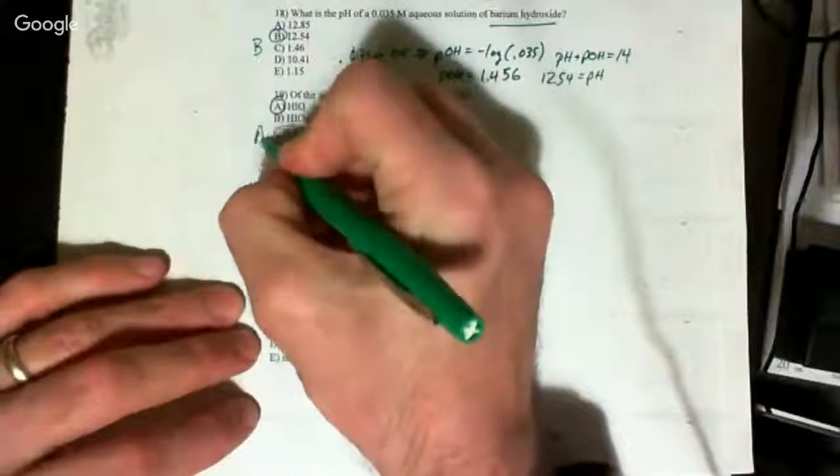So the more oxygens, the stronger the acid would be, which means if I'm looking for the weakest acid, I'm looking for the one with the least oxygen. So I'm going to go with A for 19.